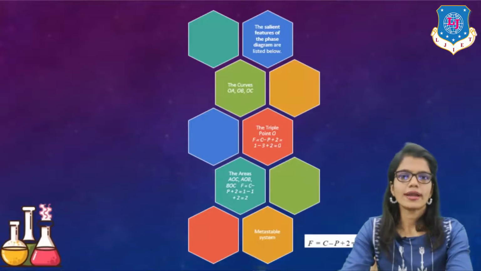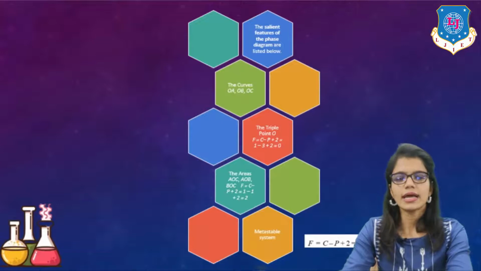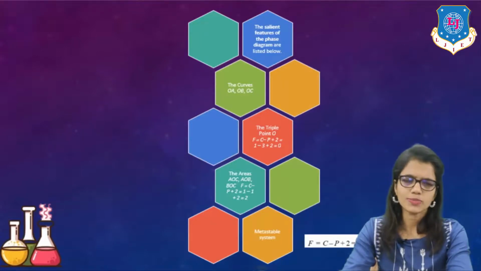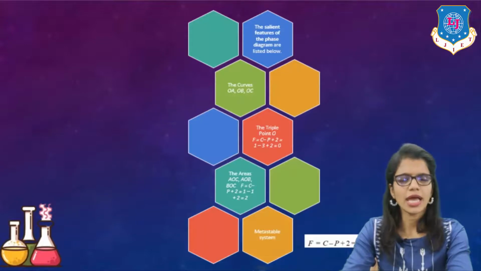The triple point which can be possible here is O, right? At that particular point, the degrees of freedom become 0. How? At that point, all the three phases coexist with each other, with one component. So let's put all the values into F is equal to C minus P plus 2. Here the value of C, number of components, is 1, the value of P becomes 3. So 1 minus 3 plus 2 becomes 0. So the degrees of freedom becomes 0.